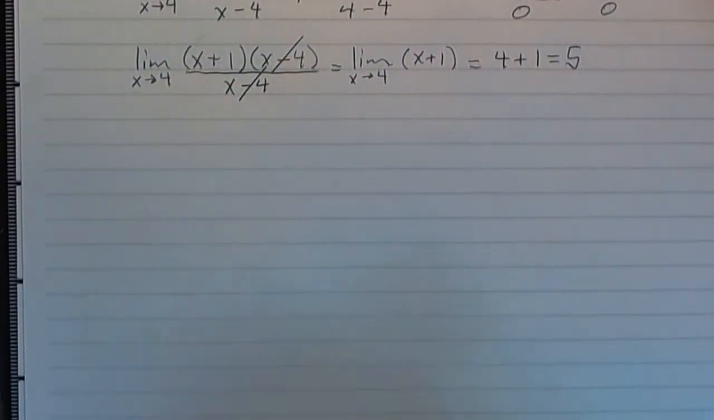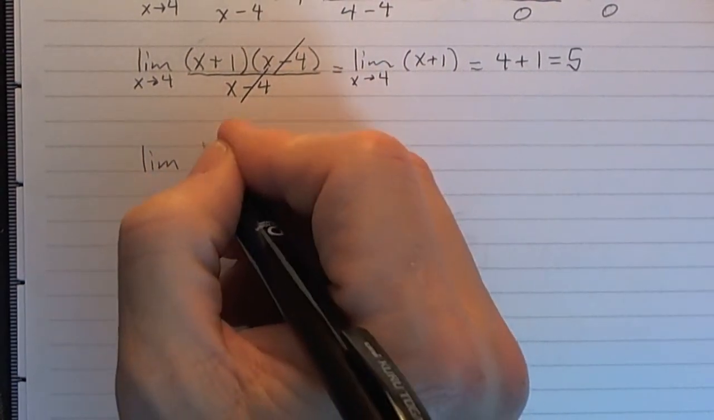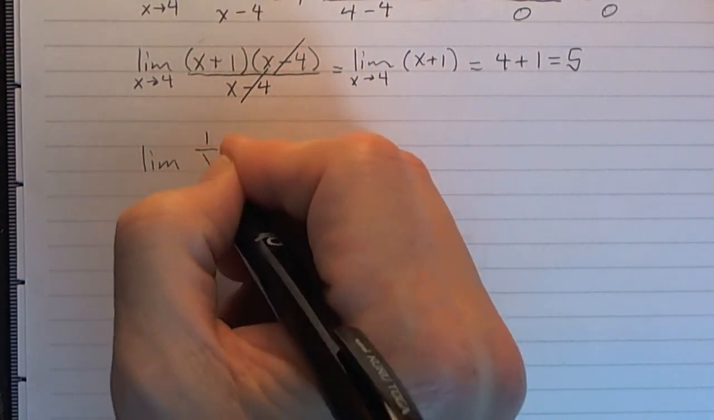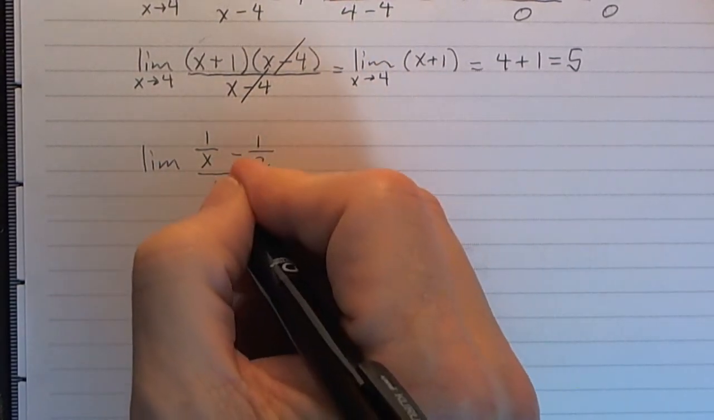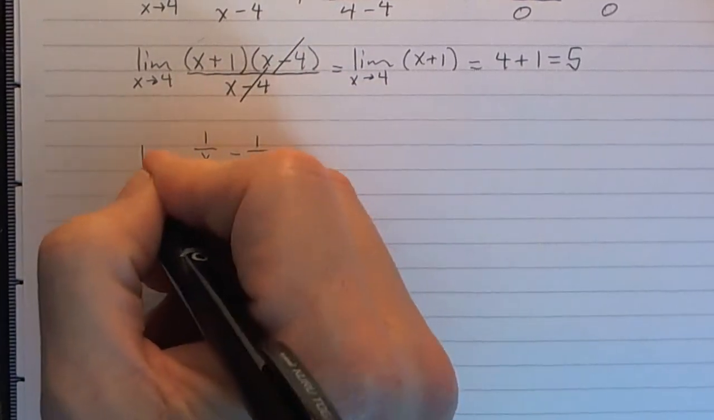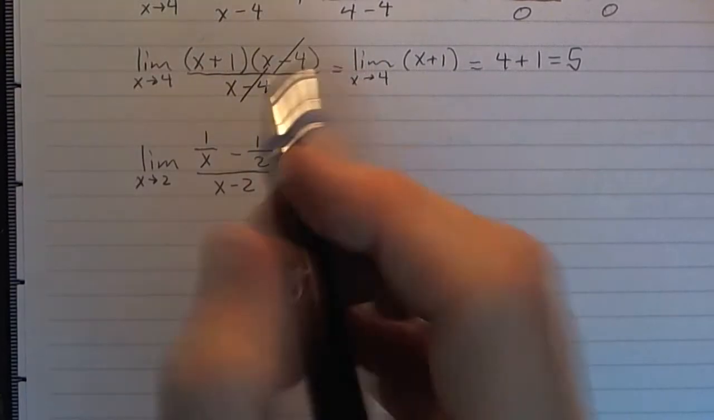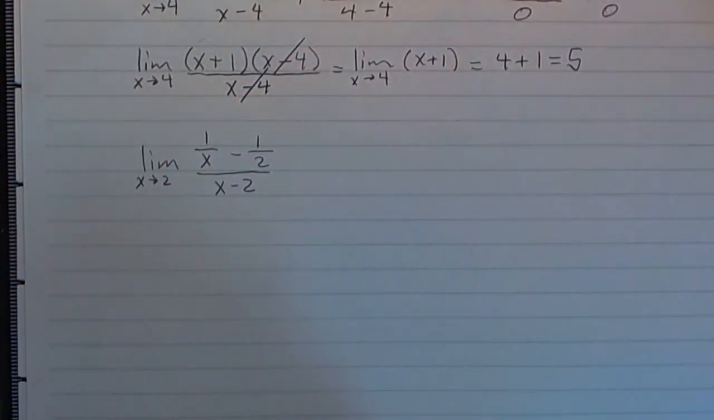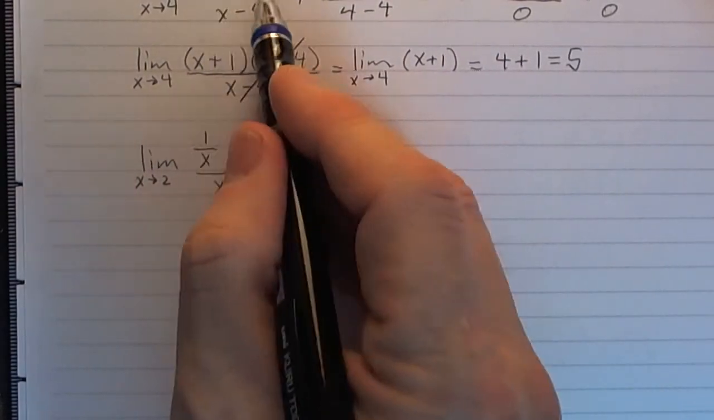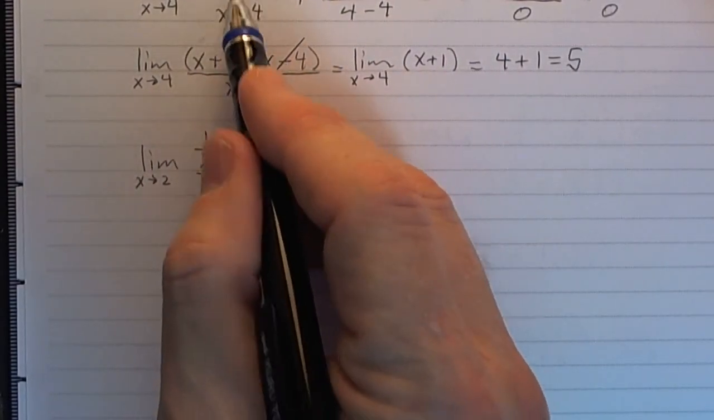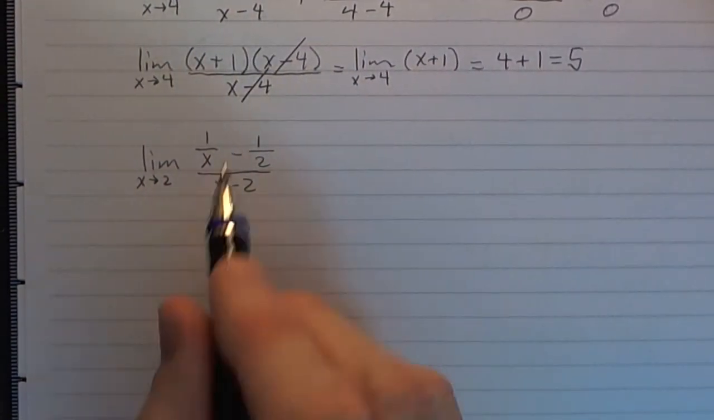So this is one of the situations that you encounter where you have to simplify and then plug in. Now there are others. Let's look at this one. Let's suppose that we've got the limit of 1 over x minus 1 over 2, over x minus 2, and I want to take the limit as x goes to 2. Okay, so let's suppose I've got this limit to evaluate. Now notice this is different than this one up here. This was one polynomial over another. This was a rational function, right? A ratio of polynomials. This one is a little bit different.